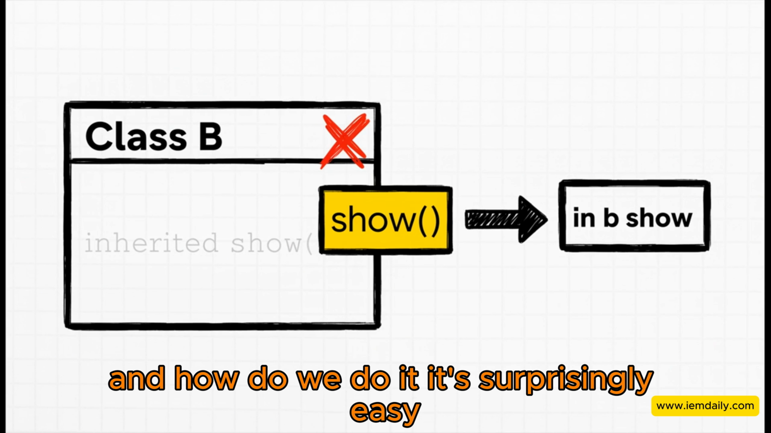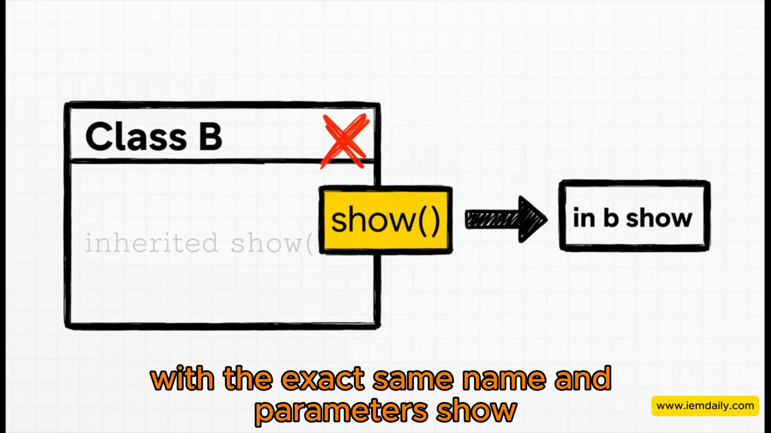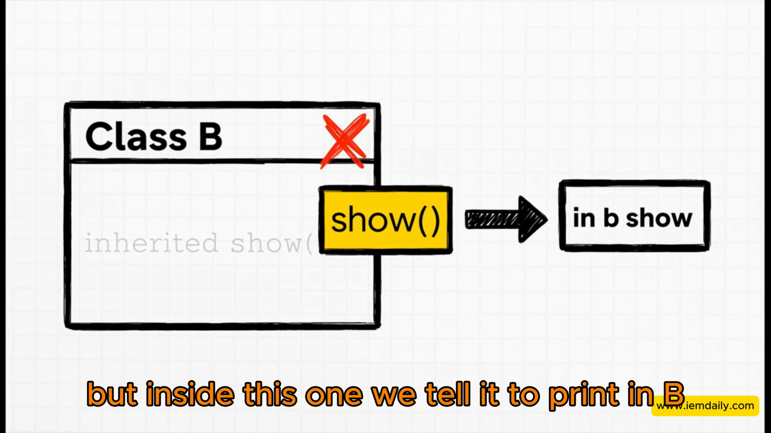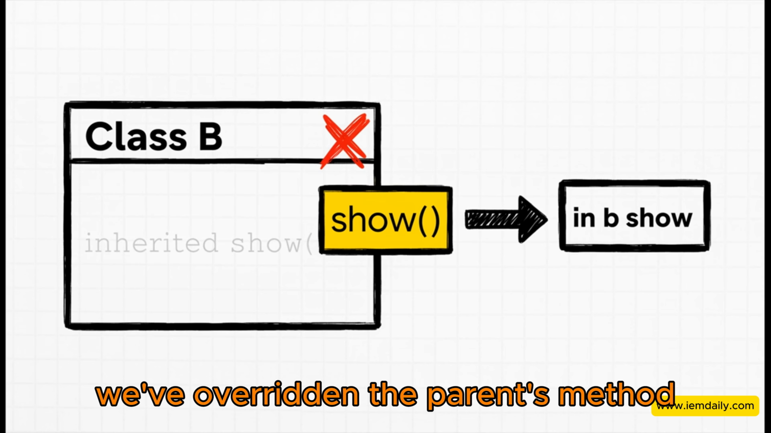And how do we do it? It's surprisingly easy. We just go into Class B and define a method with the exact same name and parameters, show. But inside this one, we tell it to print "in B show". And just like that, we've overridden the parent's method.